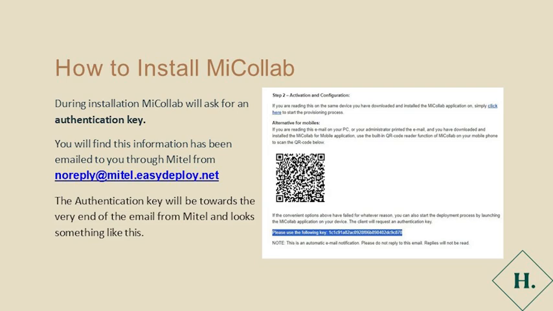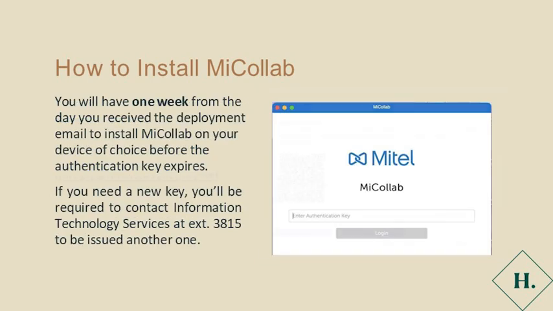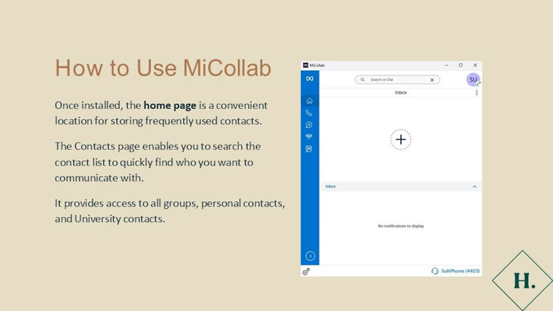You will find this information has been emailed to you through Mitel from noreply@mitel.easydeploy.net. The authentication key will be towards the very end of the email from Mitel and look something like this. You will have 1 week from the day you receive the deployment email to install MyCollab on your device of choice before the authentication key expires. If you need a new key, you'll be required to contact Information Technology Services at extension 3815 to be issued another one.